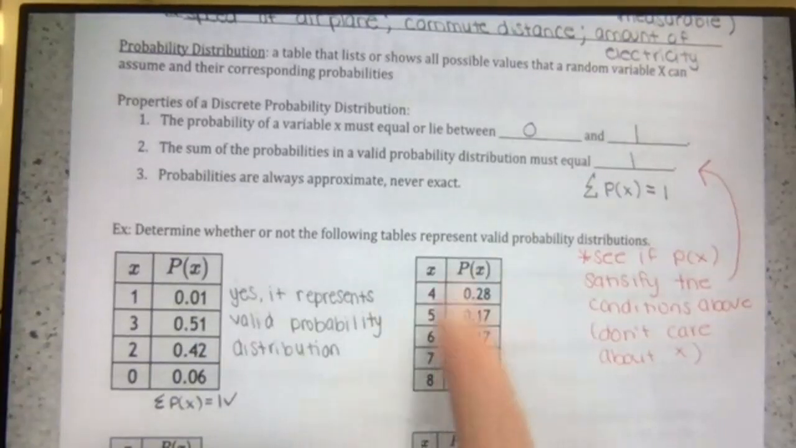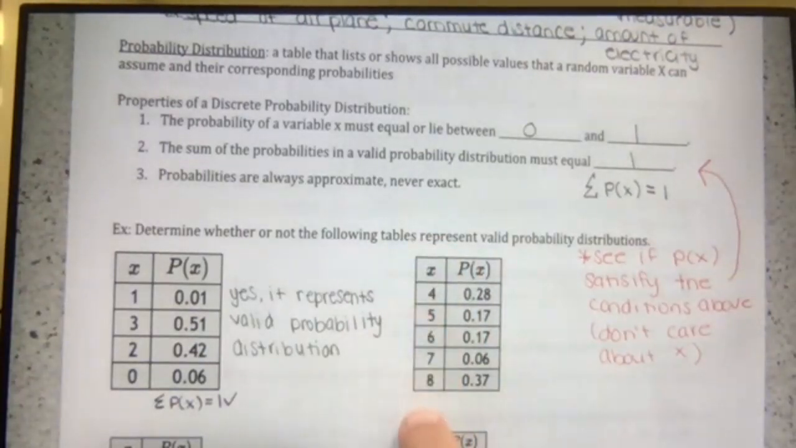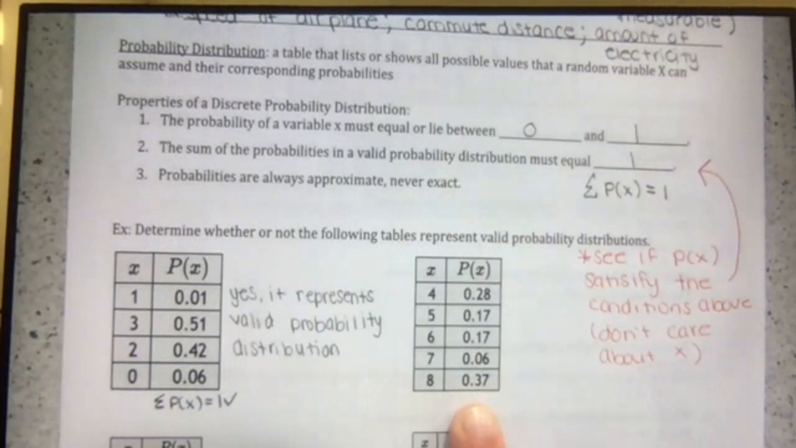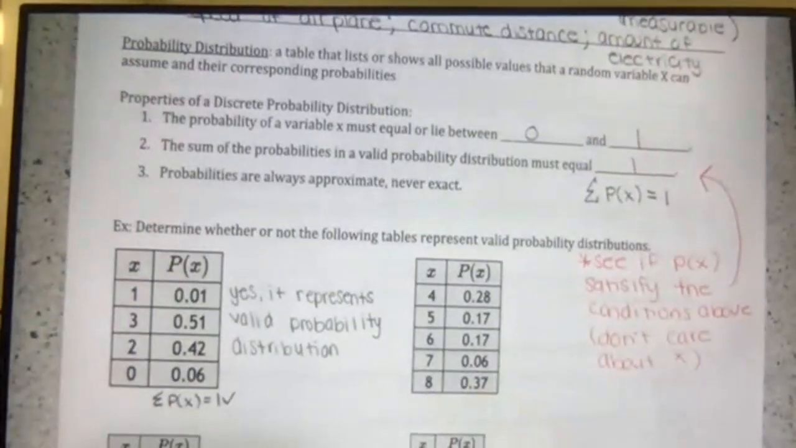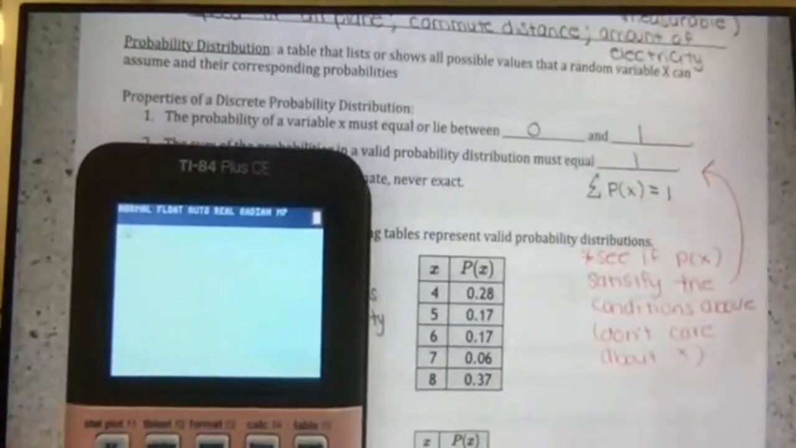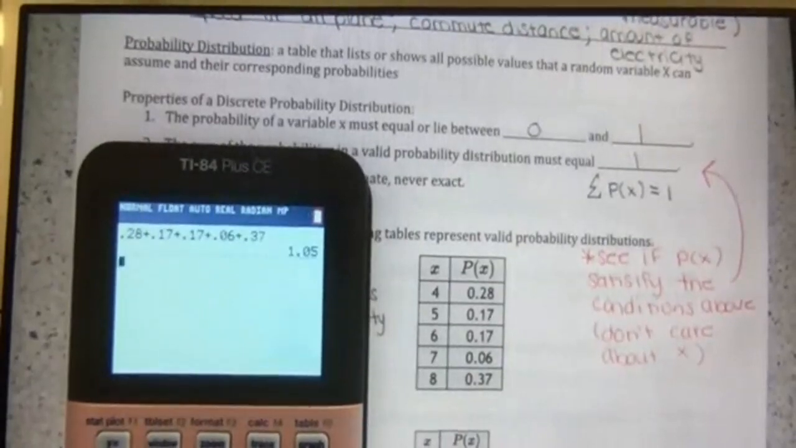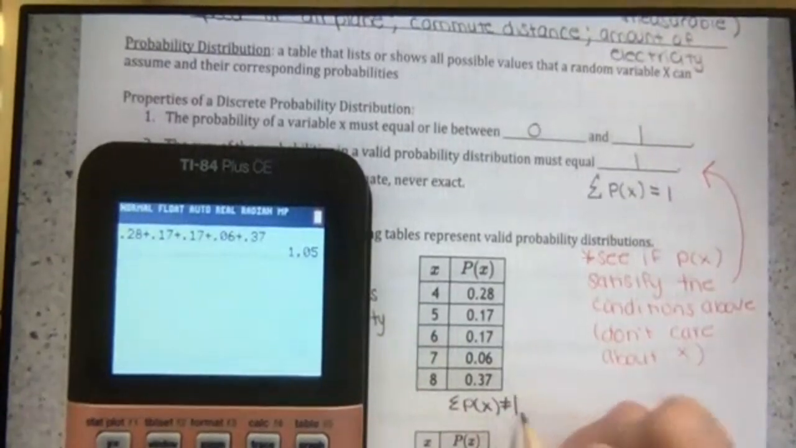So let's go on to the next one. So here are my different options for X, 4, 5, 6, 7, 8. Here are my probabilities. So 0.28, 0.17, 0.17, 0.06, and 0.37. So they're all between 0 and 1, so that's good. And let's see, whenever I add them up, does it equal 1? So 0.28 plus 0.17 plus 0.17 plus 0.06 plus 0.37. It doesn't equal 1. So the sum of our probabilities does not equal 1.